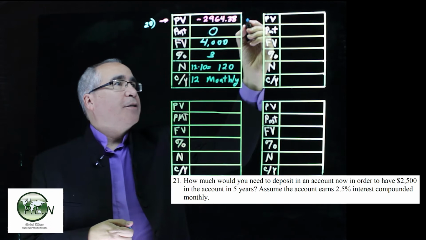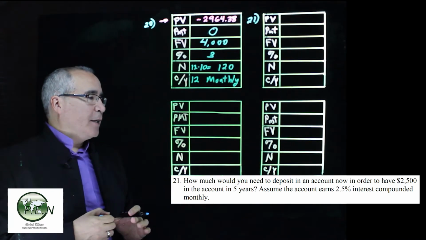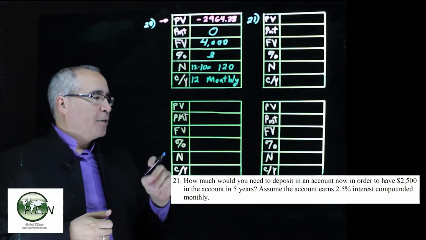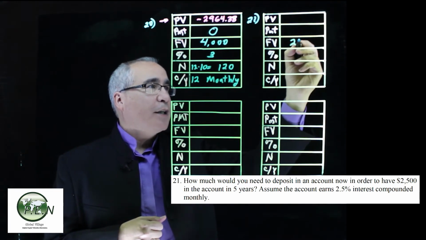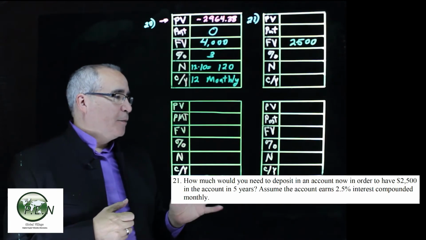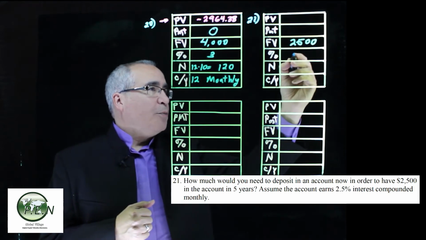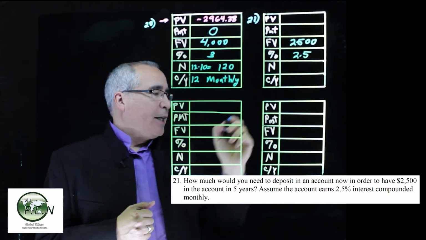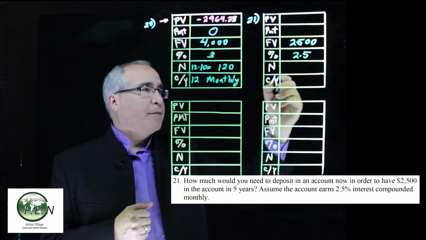21. Let's do that one over here. Okay. How much do we need to deposit in an account in order to have $2,500 in the future? $2,500 is our future goal. That's what we want to save. We want it in 5 years, but we need to know we're making 2.5% and we're compounding monthly. We need to know those factors before we can fill in the others.